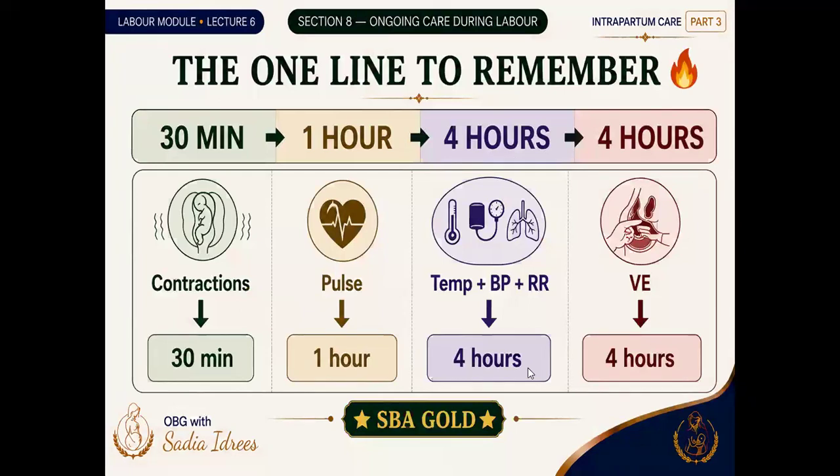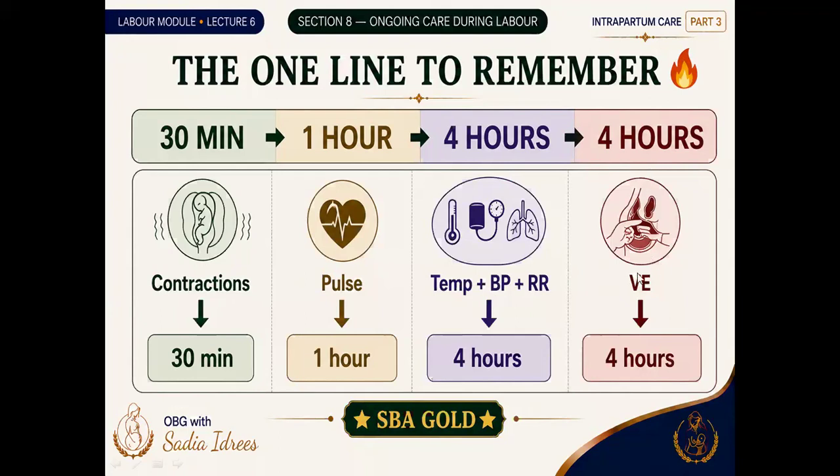Before we move on, I want you to memorize one single line from this entire section. 30 minutes, 1 hour, 4 hours, 4 hours, that's it. Now attach one observation to each number. 30 minutes contraction, document the frequency of contraction every 30 minutes. 1 hour maternal pulse, 4 hours temperature, blood pressure, respiratory rate, and another 4 hours offer vaginal examination.